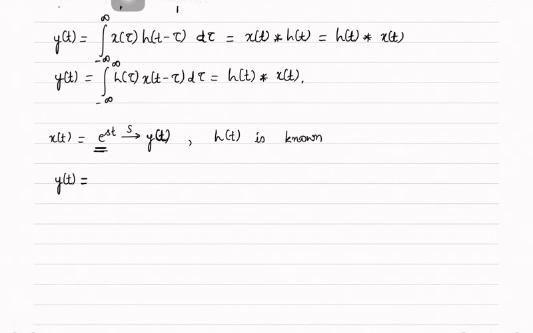I feed an impulse and I find out the response. I call it an impulse response. I know the impulse response at this point. I know the input. The only thing that remains is to find what the output is. So I'll substitute this relation in the second relation.